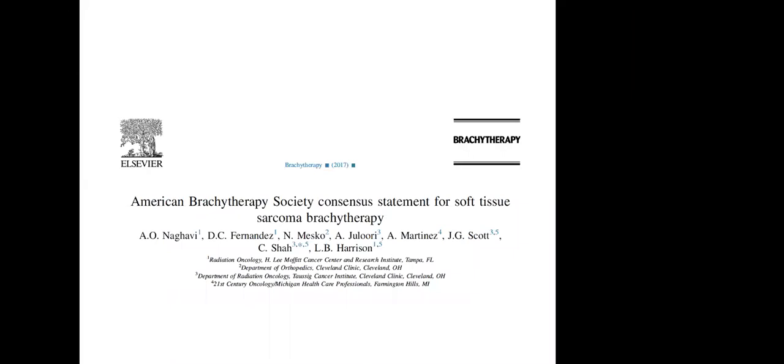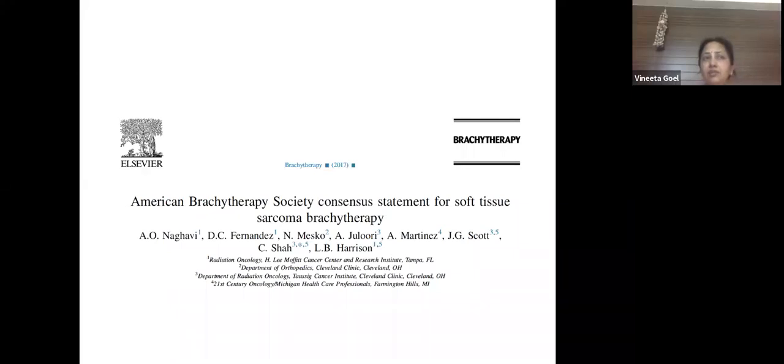Ma'am, what should be the timing of surgery after preoperative radiotherapy? So generally, as per the NCI trial, it is recommended to do surgery at 6 weeks after completion of radiation therapy.